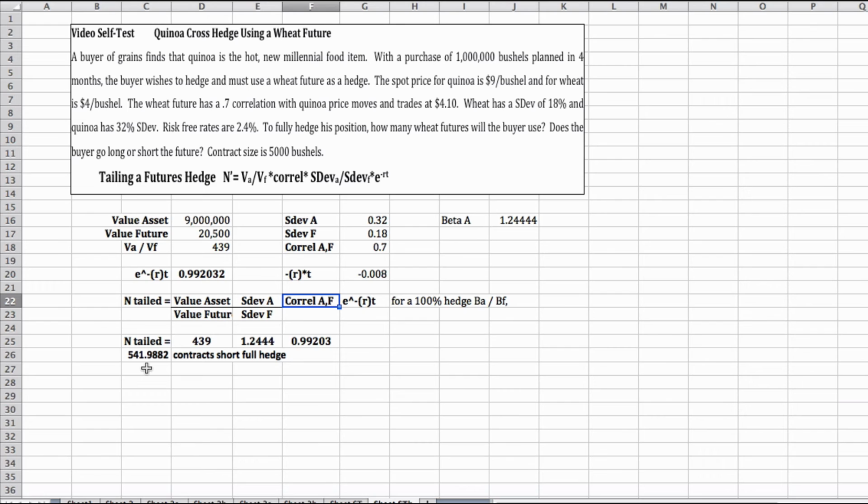And we're buyers of grains, and we are worried about prices going higher. So this is going to be a long hedge by futures. And so that is a quinoa cross hedge.